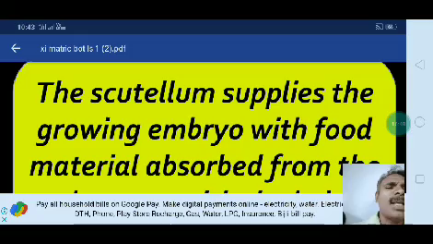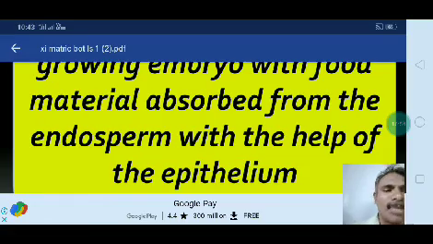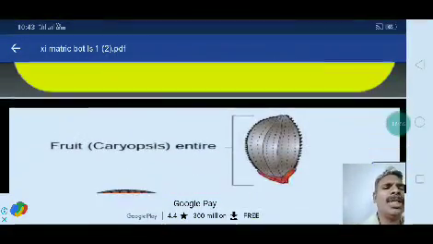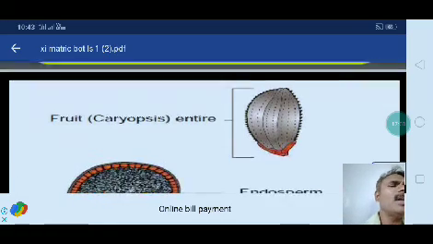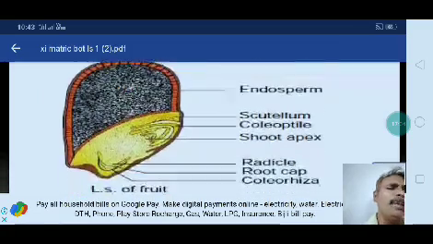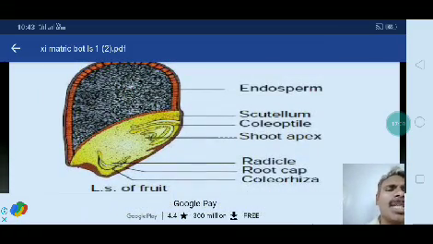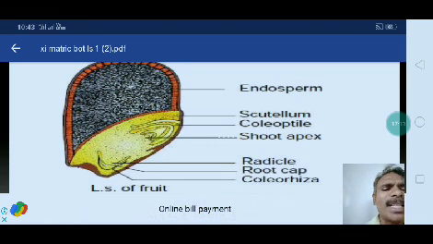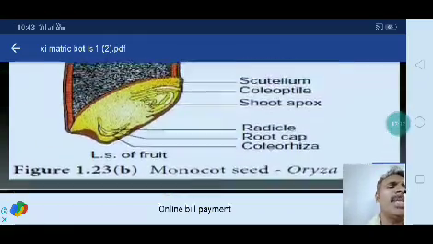The scutellum supplies the growing embryo with the food material absorbed from the endosperm with the help of the epithelium cells. You can see the diagram of that. The fruit, the caryopsis. The husk region is there, the endosperm, and the scutellum. The coleoptile and shoot apex are there, and the radicle will grow into the root and root cap. The coleorhiza is also there, the longitudinal section of the fruit. Up to this point you have to read very carefully.